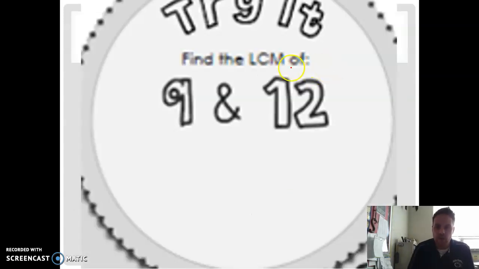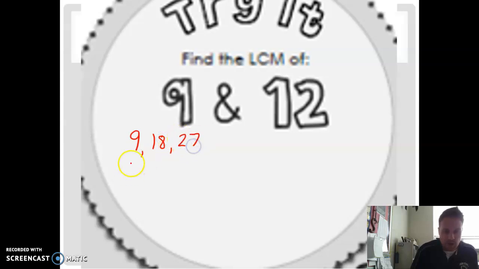Here it says the LCM of 9 and 12, the least common multiple. Okay, so I'm thinking multiples. There's a multitude of multiples. So here I go. For 9, 9 times 1 is 9. 9 times 2 is 18. 9 times 3 is 27. Now I'm going to go down here to 12. I'm going to catch it up. 12 times 1 is 12. 12 times 2 is 24. 12 times 3 is 36. All right, no match yet.